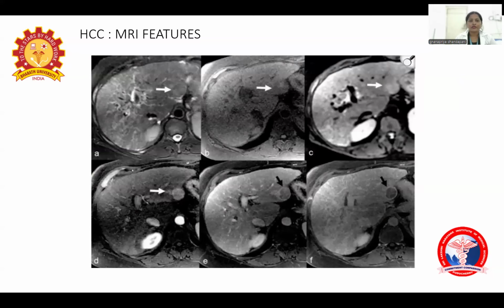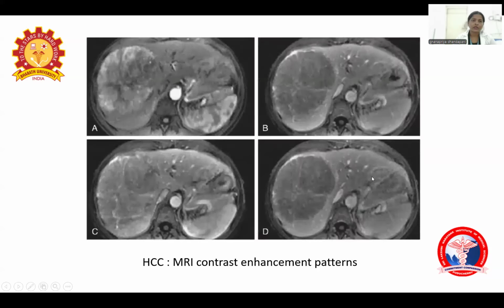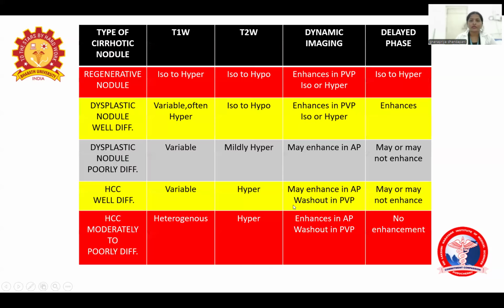Coming to the MRI features, the MRI also shows the same pattern of enhancement as seen in the CT. So there is a slightly hyperintense nodule in the liver, which shows arterial phase enhancement and washout with capsular enhancement in the delayed phases. Similarly, here is a large HCC lesion showing irregular arterial phase enhancement and washout in the delayed phases with a thin capsular enhancement.